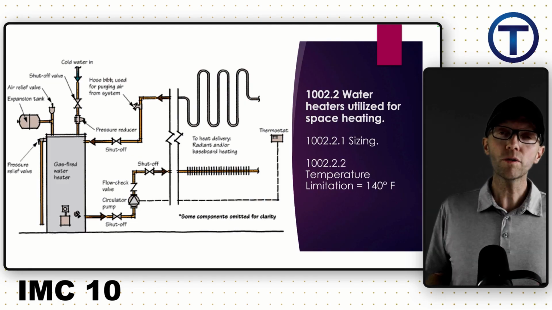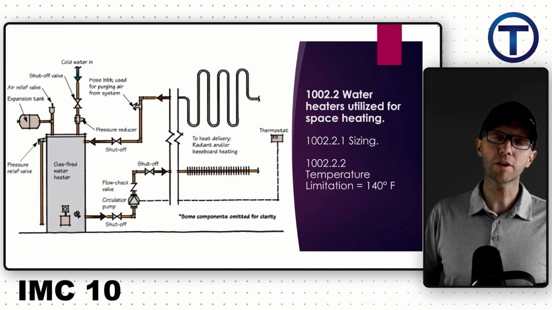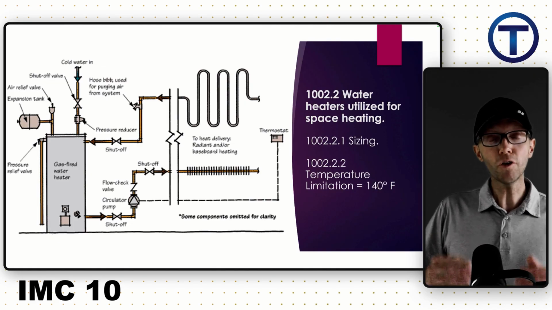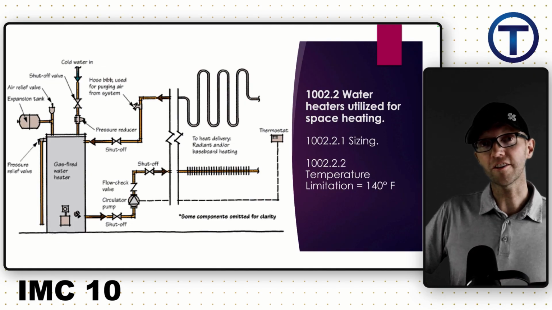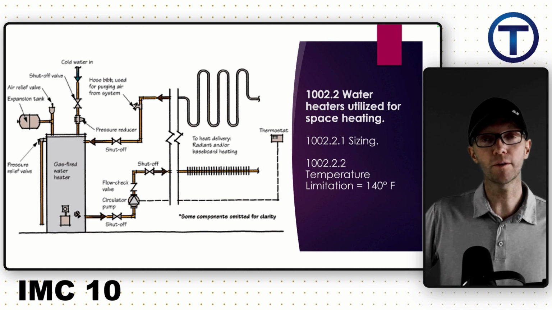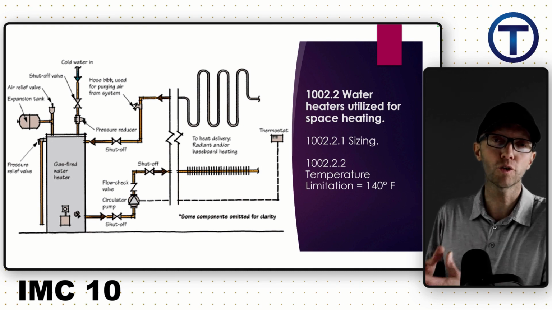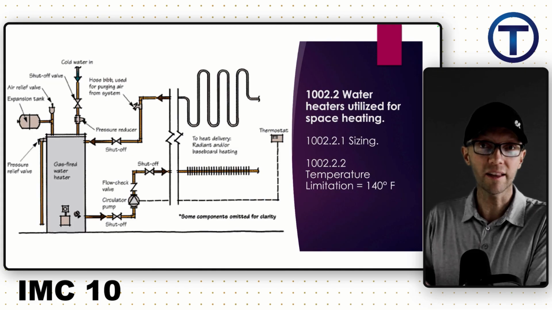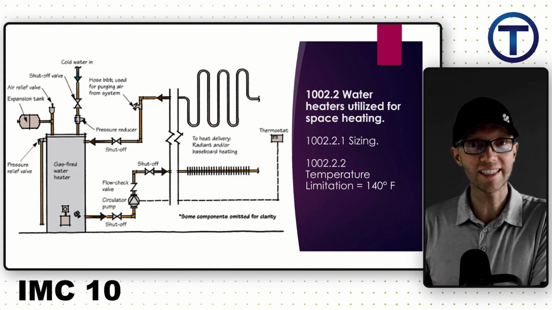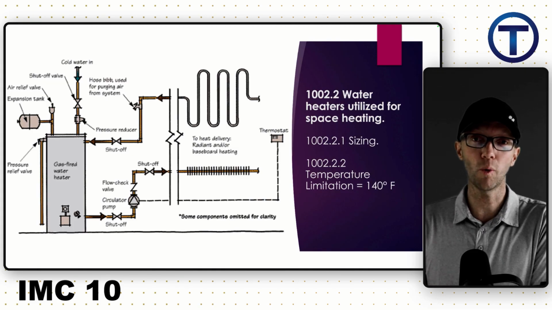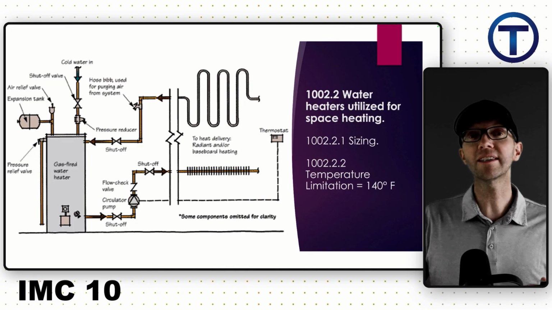So you've got to make sure that if you're going to use it for space heating, that it's made for that. Also keep in mind that there are temperature limitations. You might have to crank that water heater up to 160 or more to be able to create enough heat in the space to transfer those BTUs in the living space. But 160 is way too hot for your potable water. So you have to temper it down.